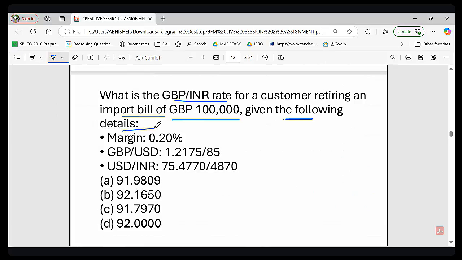The details you can see: margin is 0.20%, GBP per USD is 1.2175/85, USD per INR is 75.4770/4870. Options are 91.9809, 92.1650, 91.7970, and 92.440. Take some moment. I'm providing you 20 seconds to think about this question.